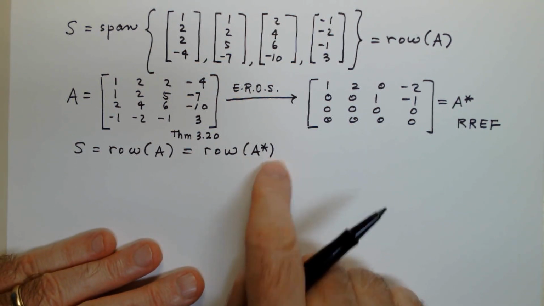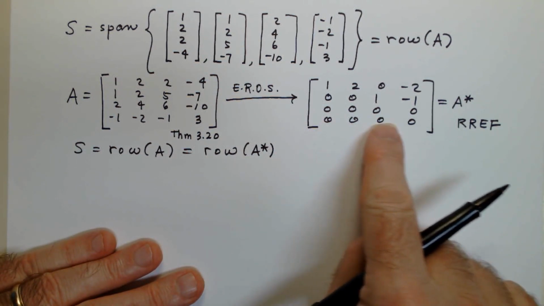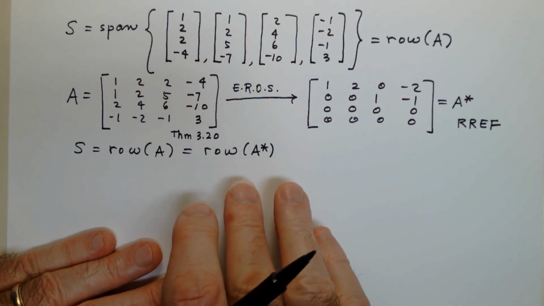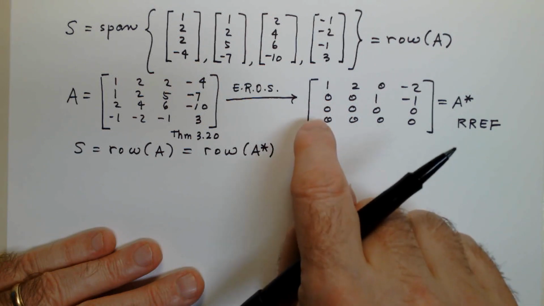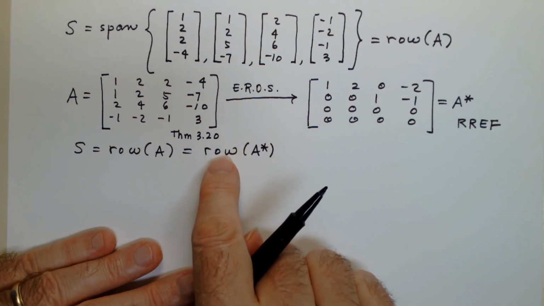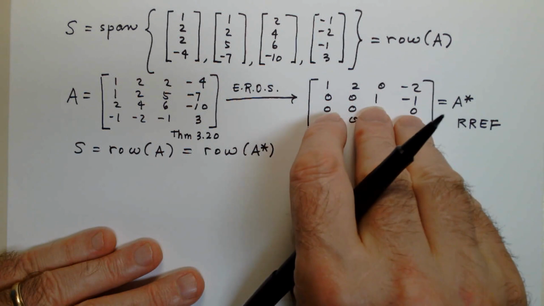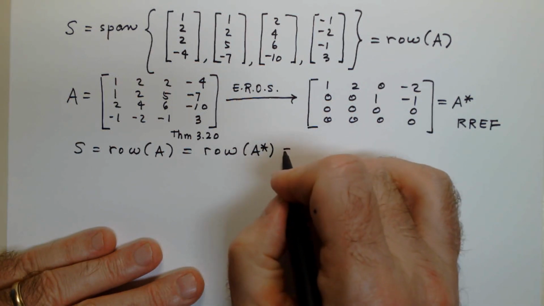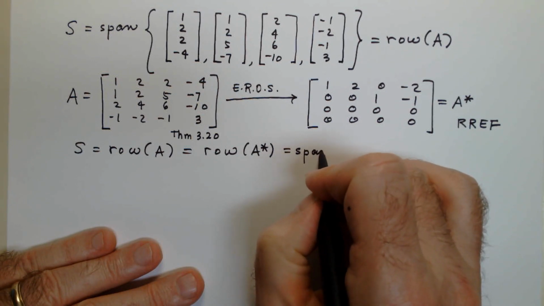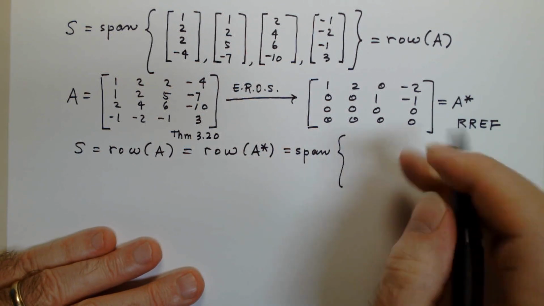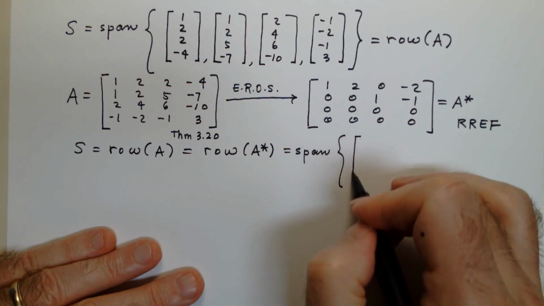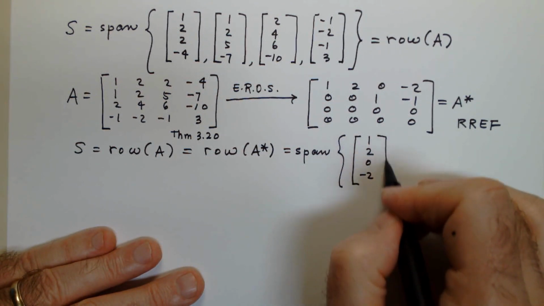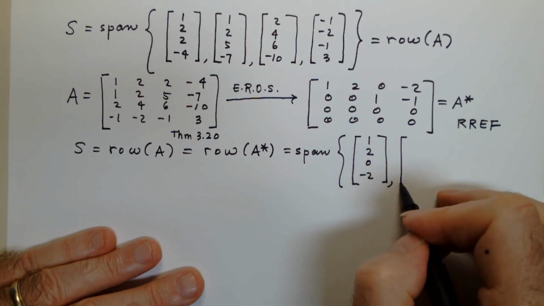Now, here's another important observation. When I look at A star, two of its rows consist entirely of zeros, and they are not going to contribute to the span. So in fact, the row space of A star is simply spanned by its non-zero rows. So this is equal to the span of just its non-zero rows, and I can re-represent those as columns to bring it back to its original context.